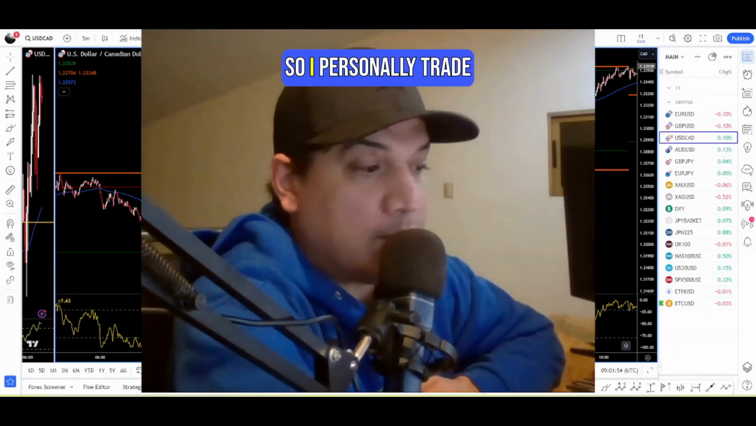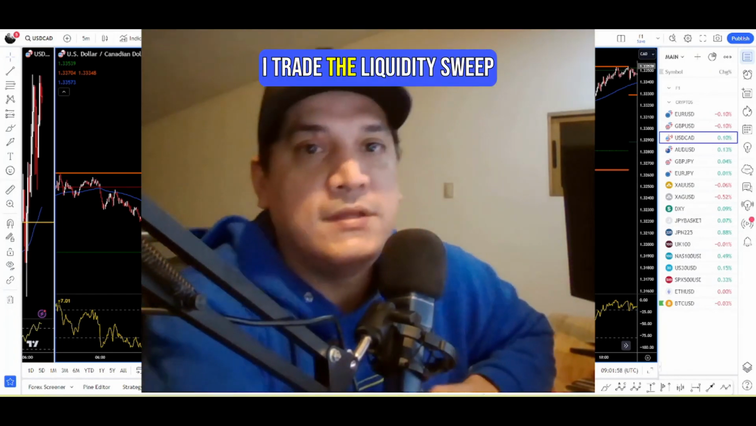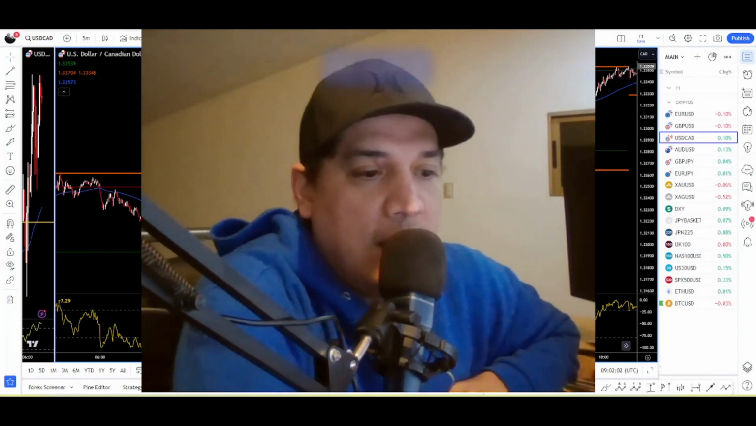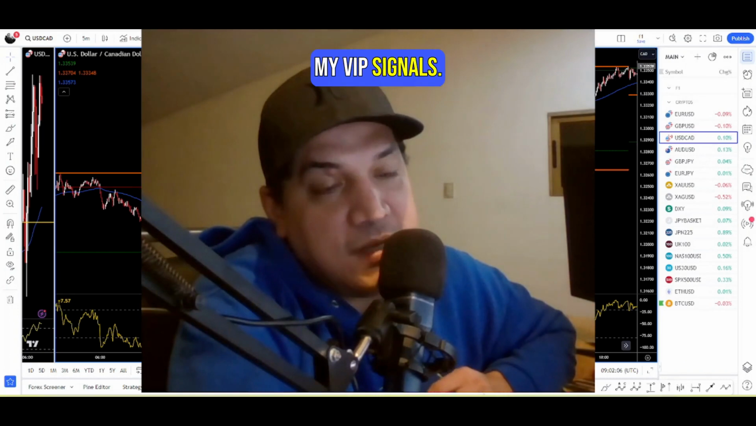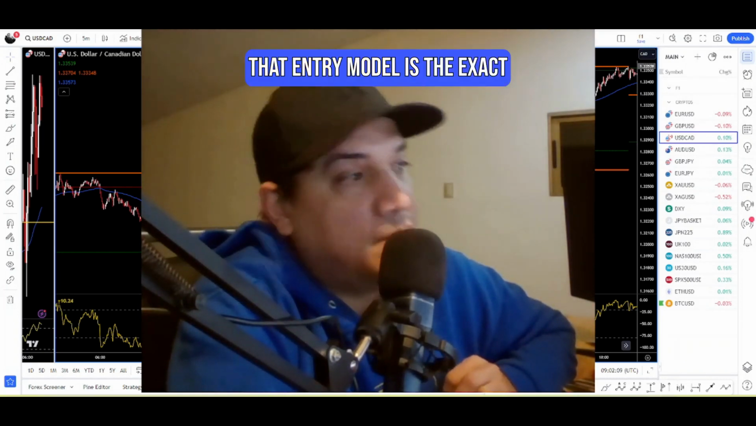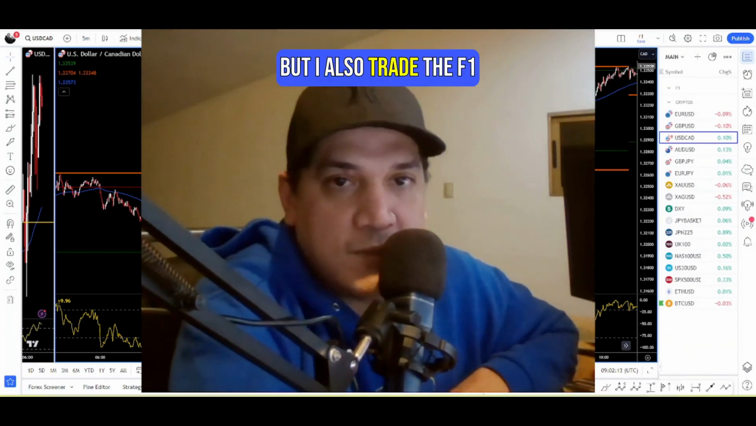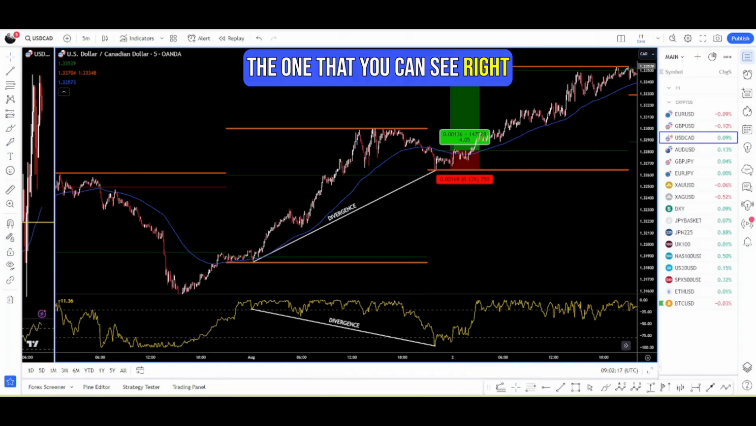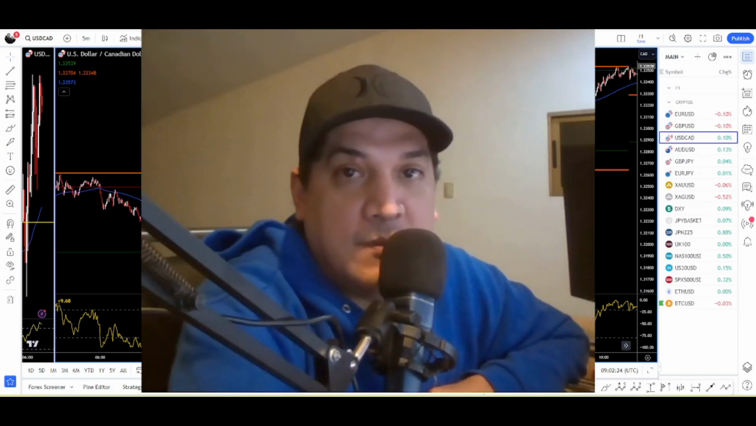So, I personally trade two entry models. I trade the liquidity sweep entry model that you are used to, which is the exact entry model I use to send my VIP signals. But I also trade the F1 strategy, the one that you can see right here on my screen. This is my second entry model.